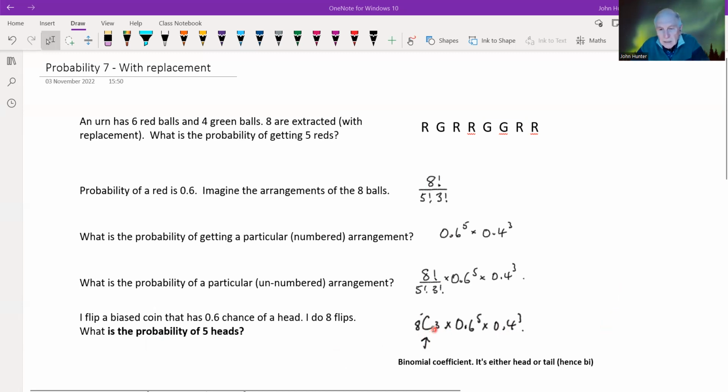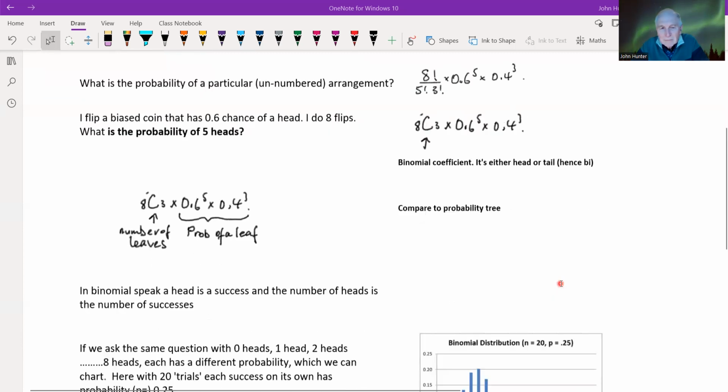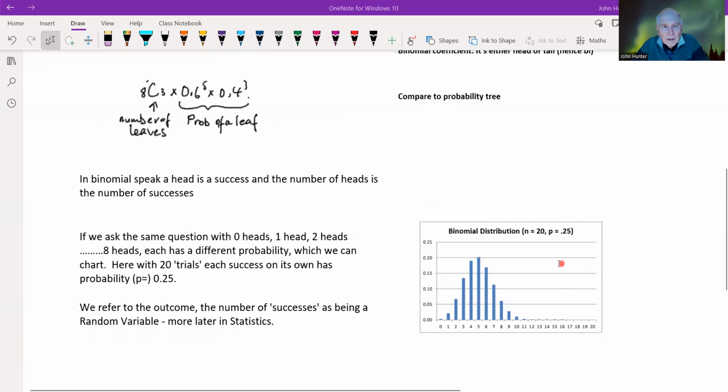Interestingly, these numbers, as we increase this one here, 3 here, 8 choose 0, let me try 8 choose 1, 8 choose 2, 8 choose 3. You might see the numbers going up and then coming back down again. Let's have a look a bit further at that.